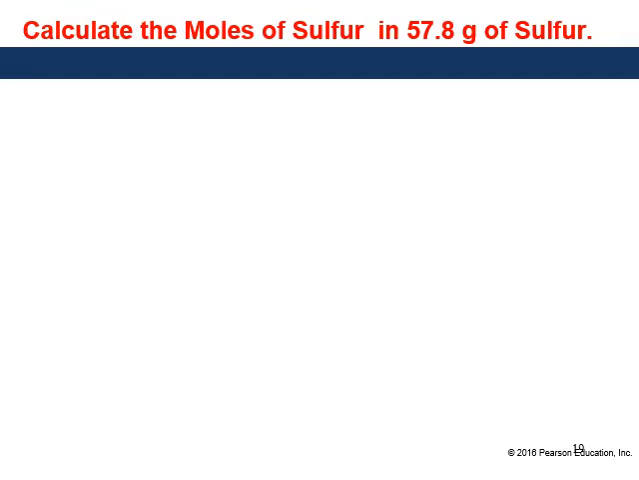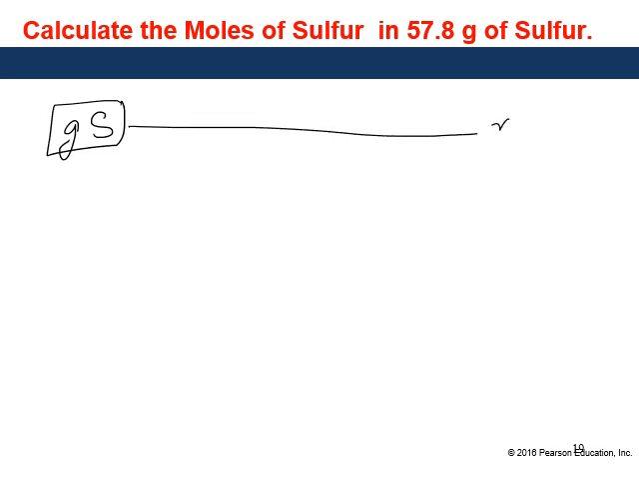Example: calculate the moles of sulfur in 57.8 grams of sulfur. So let's write down what's given to us as grams of sulfur. And the question is asking how many moles of sulfur are present. Do I have a relationship between grams of sulfur and moles of sulfur? The answer is yes, which is molar mass.